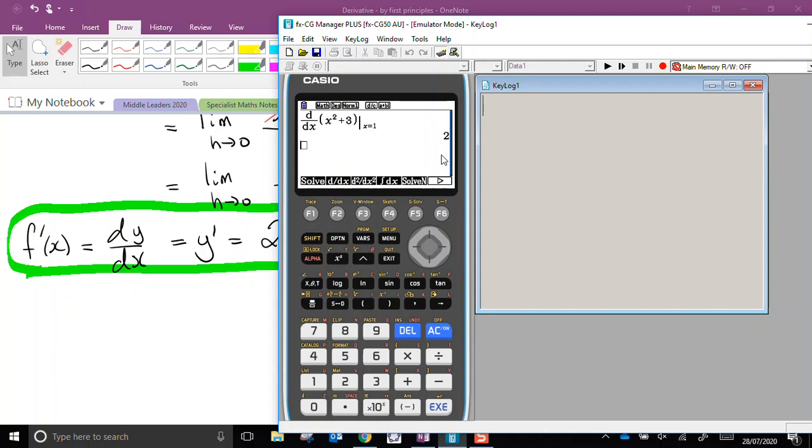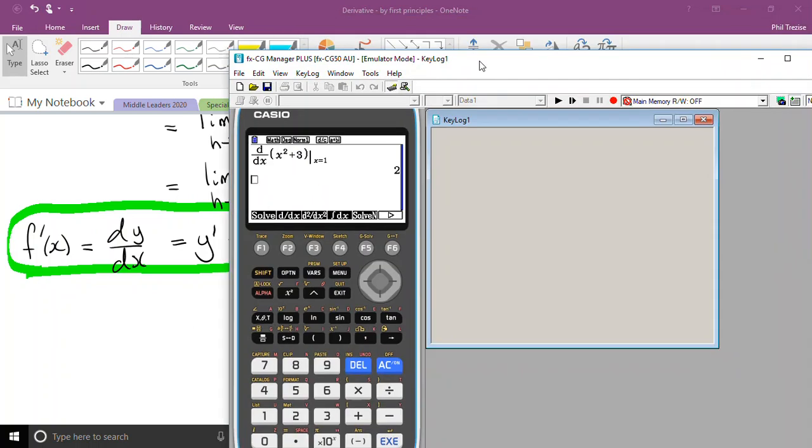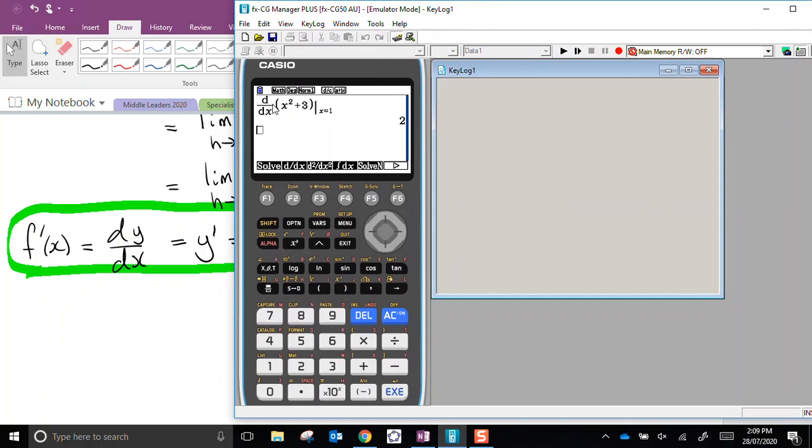So there it is. That's the answer we had. We had the answer 2, didn't we? Yes, we did. So this is not saying dy over dx, because that's what y equaled, isn't it? We started with y equaled x squared plus 3. And we were using 1 to evaluate.